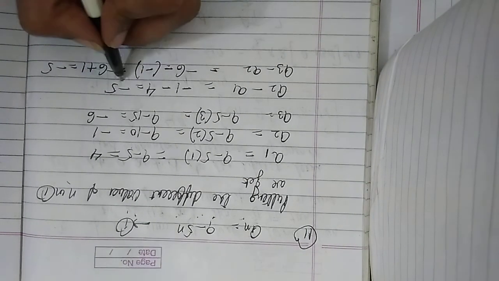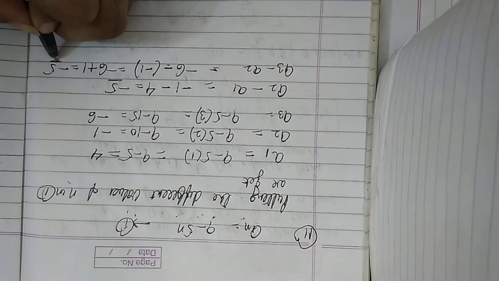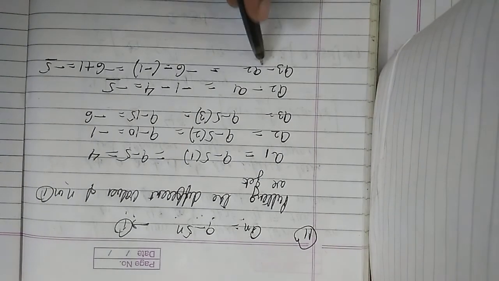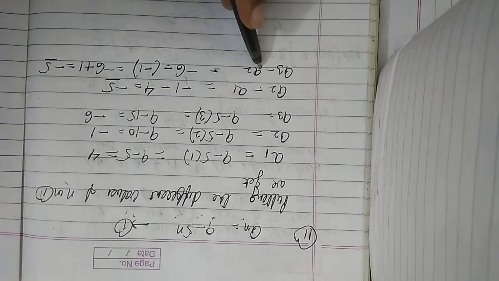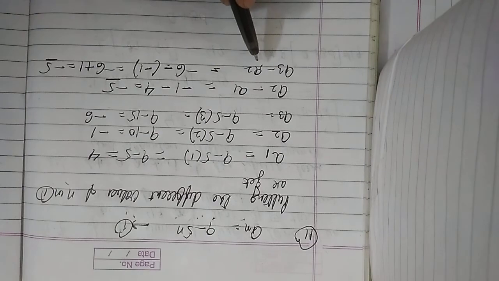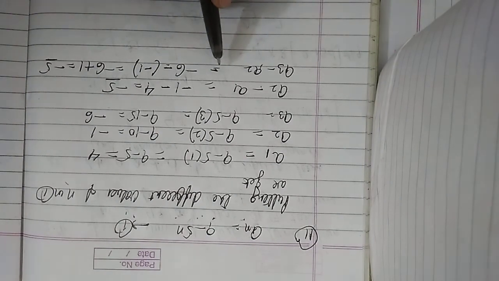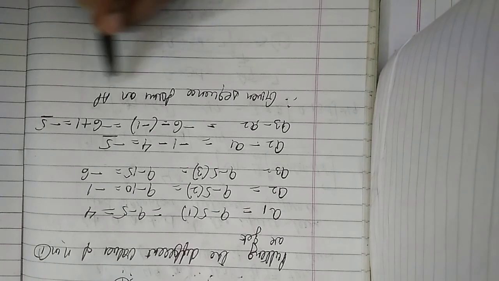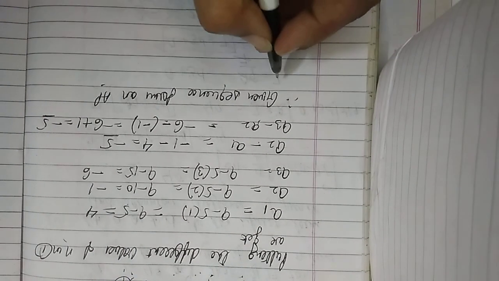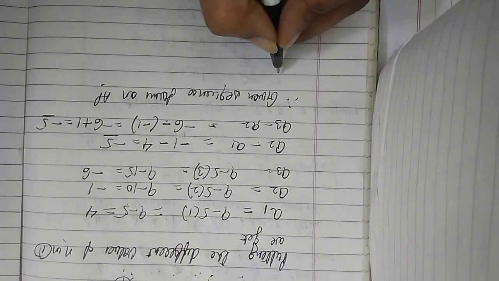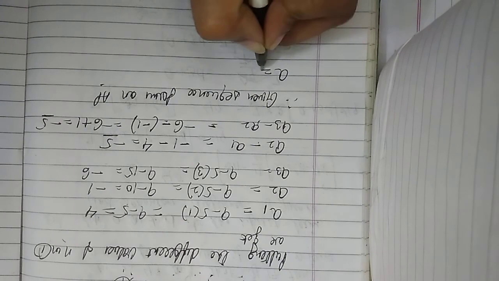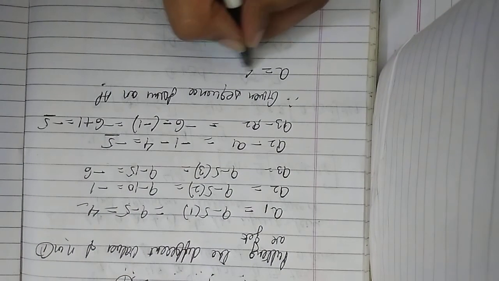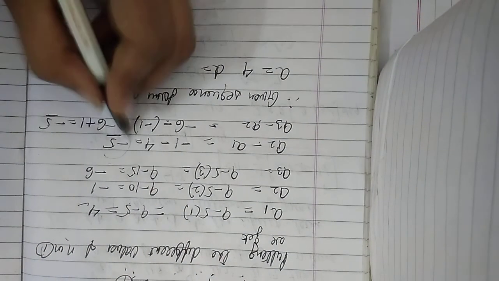Both answers are the same. So the difference of these three terms is the same. So we can say that the given sequence forms an AP. Now we have to find the sum of first 15 terms. The first term is considered as 4. The common difference is taken as minus 5.